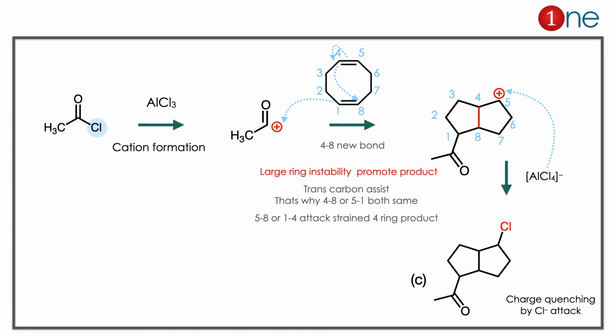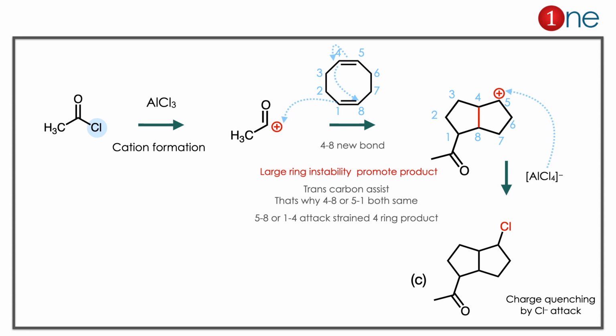Starting with the middle, you have chlorine, and you are using aluminum chloride. So it's a kind of Friedel-Crafts situation. You have an acyl cation, you have a cation, you have a diene. So you might think of a direct interaction between the diene and the cation. What really happens is that the ring instability promotes the intra-cyclization or intra-fusion. What really happens is the trans-carbon assists the 4,8 or 5,1 attack; both will be the same.